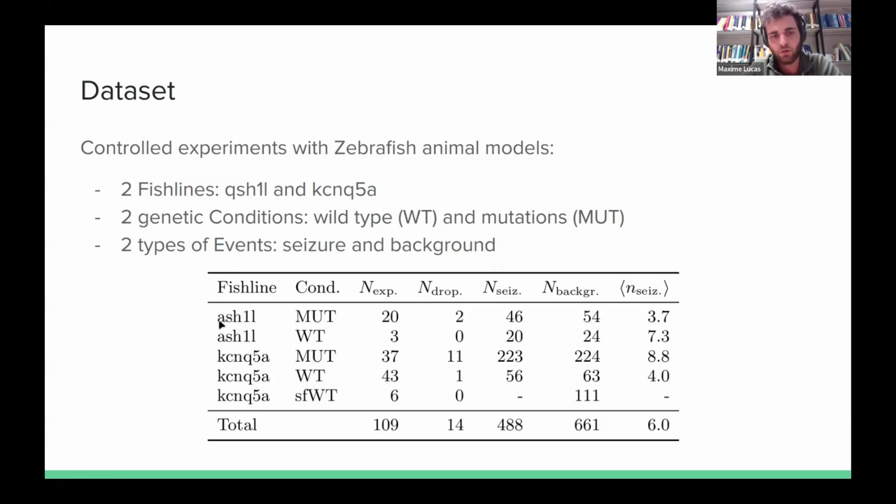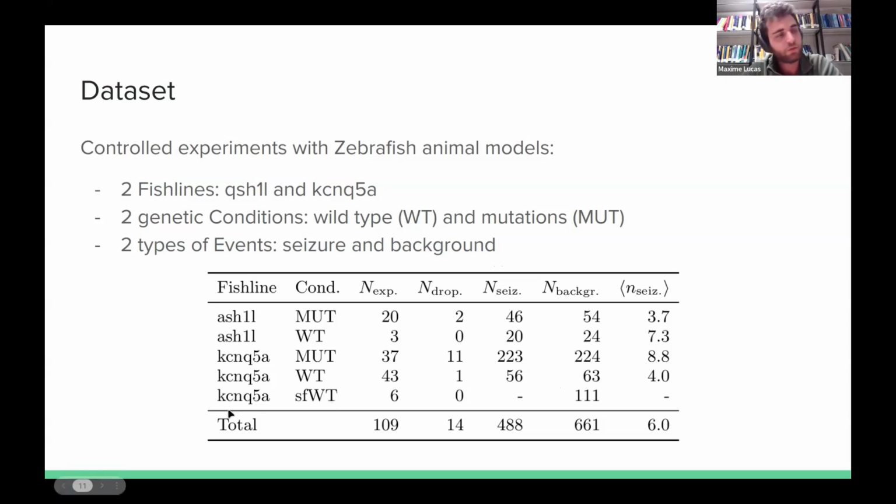So here what we have is a data set with 2 different fish lines. These two here, this should be an A, okay, ASH1L. Each fish line can have 2 different conditions, either wild types, which is basically the natural version, let's say, and another version with some mutation that is chosen usually by knocking out one gene. These are the names of the genes that are knocked out. And then we look at 2 different types of recordings, either during seizure or during background activity. And these are the numbers that we have for all of these cases.